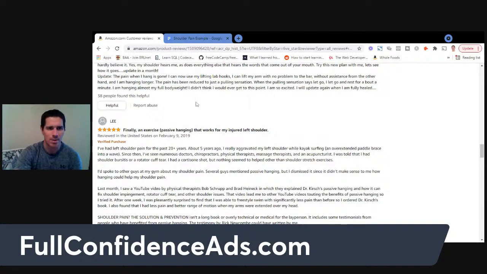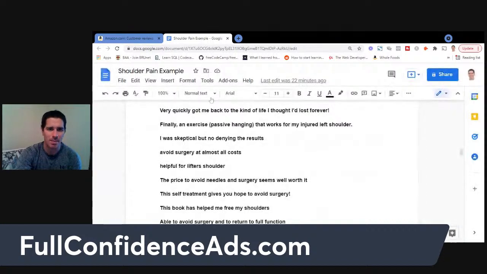So again, as I went through the subject lines, you can see on this next page, I literally just copied and pasted them onto my research doc. I copied down all the subject lines for the reviews that really helped me understand the language. Not that I use that every single time, but you can see, very quickly: got me back to the kind of life I thought I'd lost forever. Finally, an exercise that works for my injured left shoulder. I was skeptical, but no denying the results. Avoid surgery at almost all cost. Helpful for lifter's shoulder. The price to avoid needles and surgery seems well worth it.